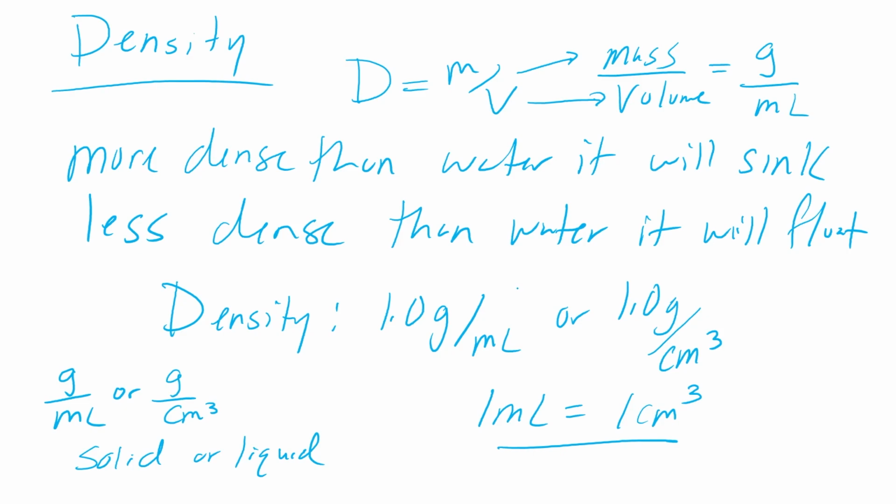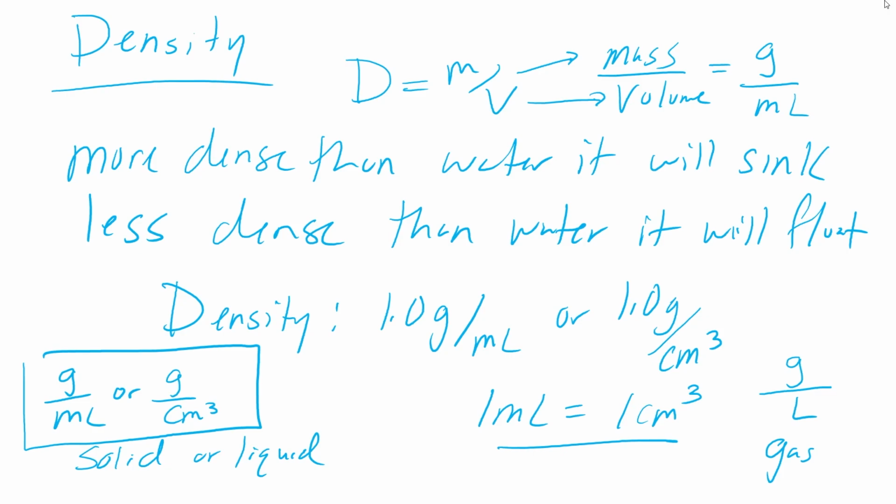When you get to gases, and depending on what chemistry class you're in, grams per liter are typically the common units that we find for gases. But I would say most of the time these are going to be your two really basic units for density.